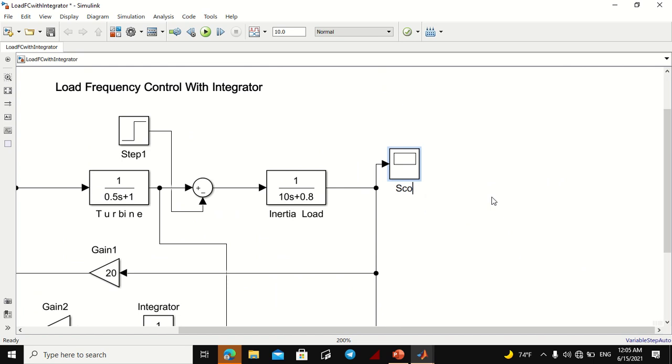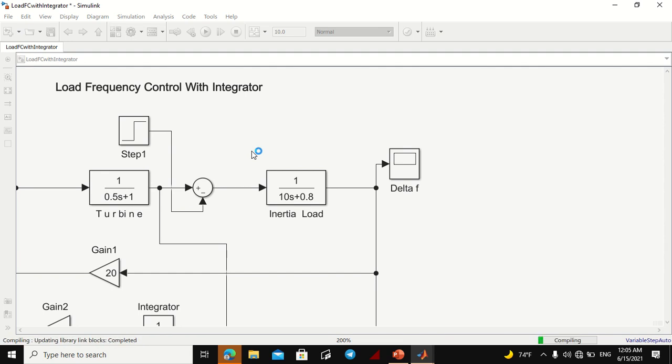In the output we are taking frequency deviation delta F, and here we run. Run and check the model.